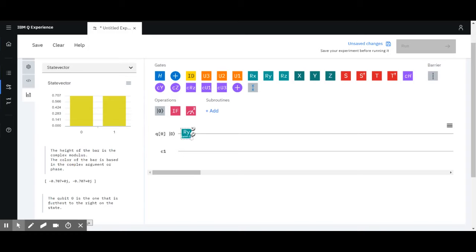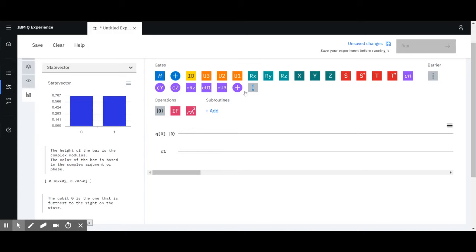I just showed the RY. We can play with the RX, which is not quite the same concept. So what does the RX do? The RY, if you remember, kind of stays in between, exactly.